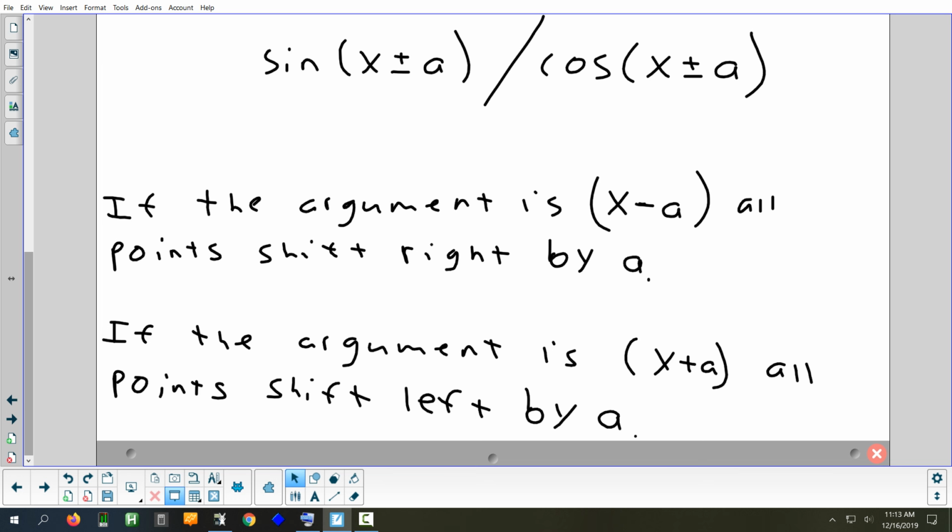Technically, you can shift by any amount you want. We usually shift by 45 degrees, 90 degrees, or 180 degrees. Those are the common phase shifts that we do. If you wanted, could you shift by 93.4 degrees? You could. That's just not a common one to do.